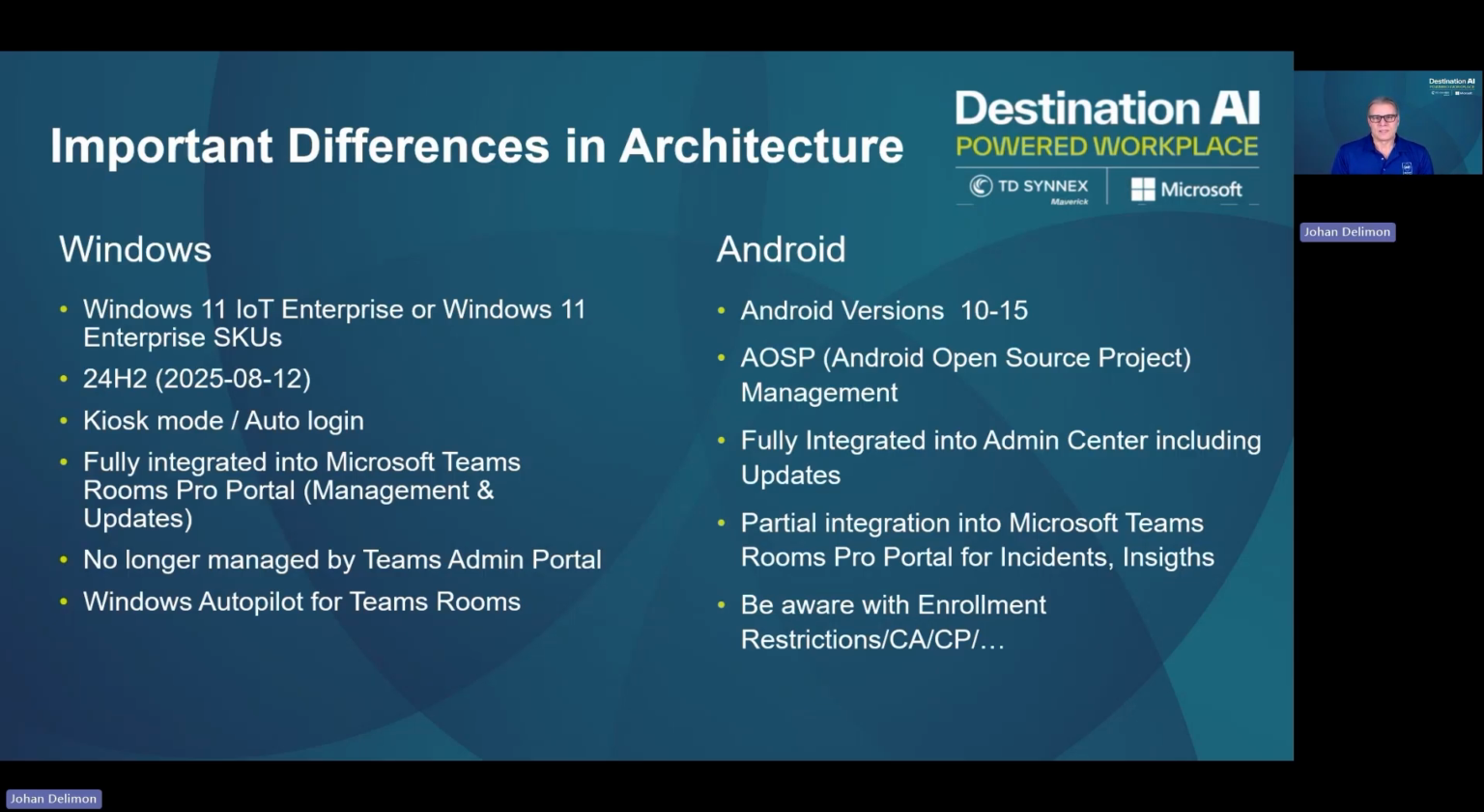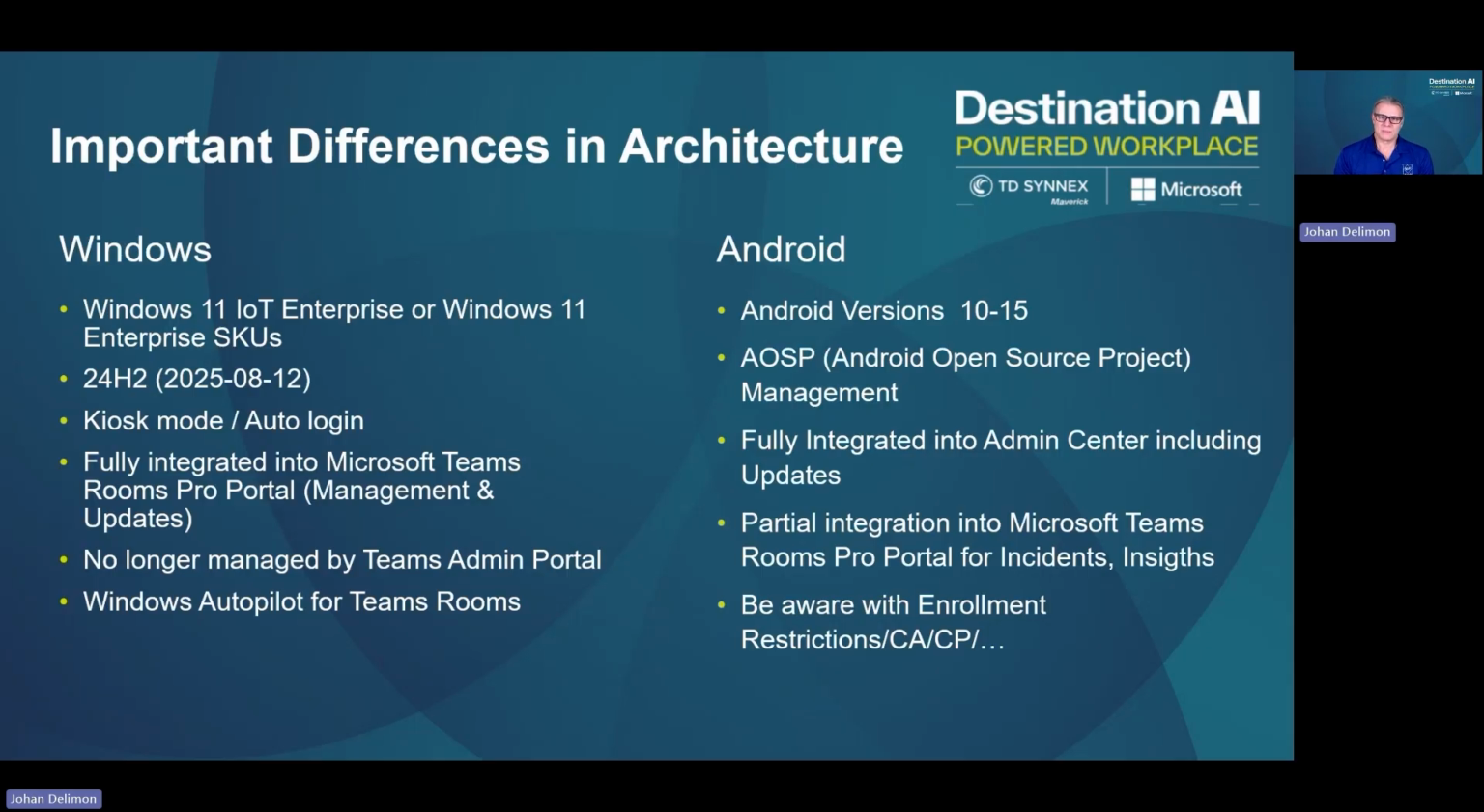So for Windows, we are in support of Windows 11 IoT Enterprise, or the Windows Enterprise. And the latest Windows update, 24H2, is relatively new from August this year. And if we look at these Windows rooms, basically they are locked down in some sort of kiosk mode, and you have an auto log on. So there's an account that logs into the Teams Rooms account, and it will automatically run the Teams Rooms application.